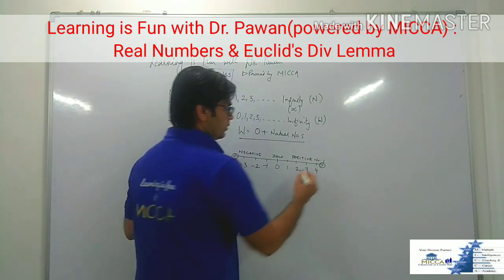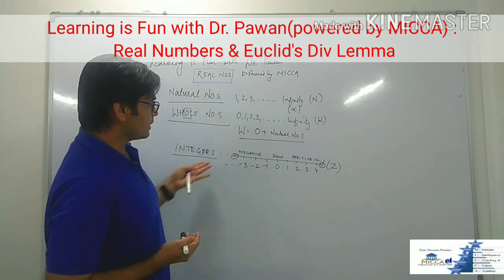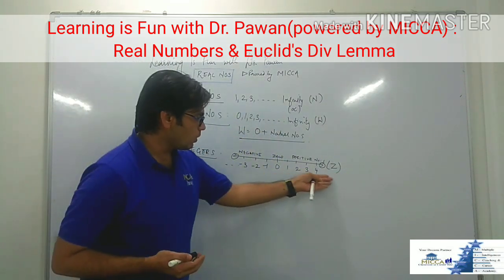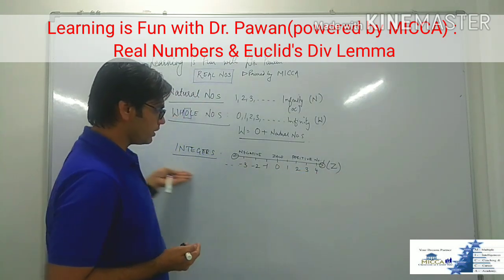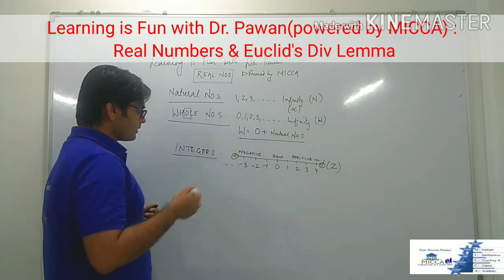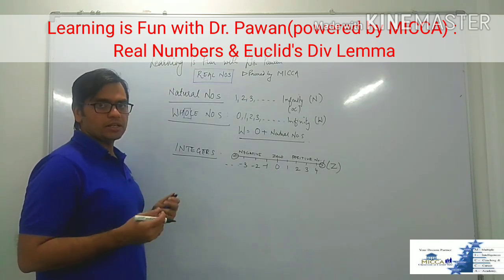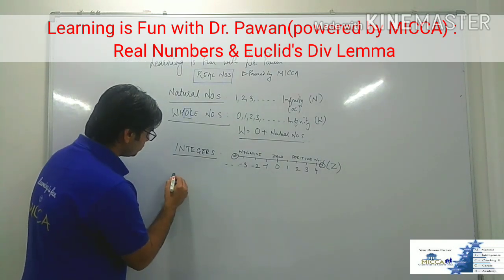Integers, by the way, are denoted by Z, and as we can see, they cover whole numbers here, 0 and positive numbers, plus the negative numbers here on the left hand side. In the last session in CBSE class 9, you studied about rational numbers.